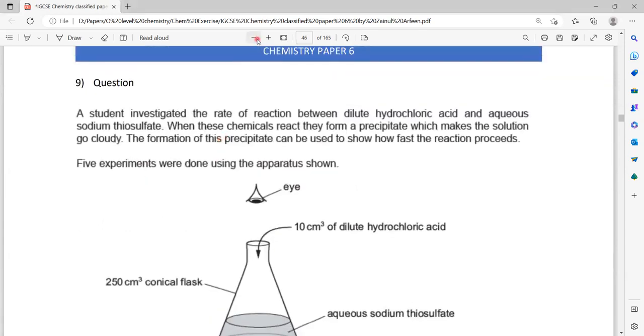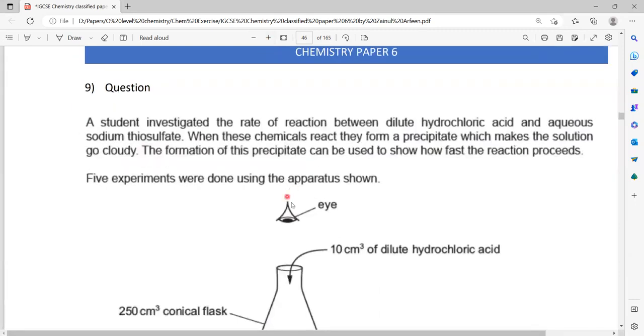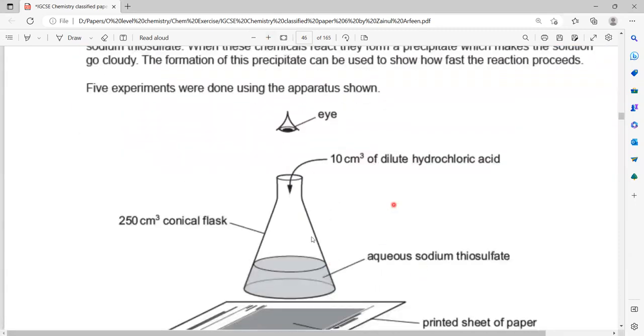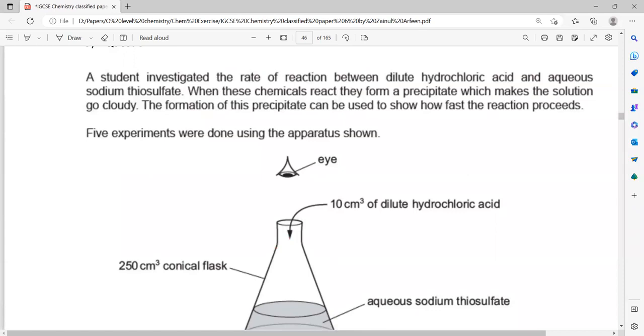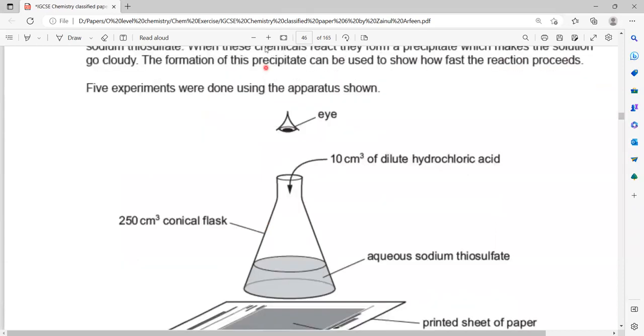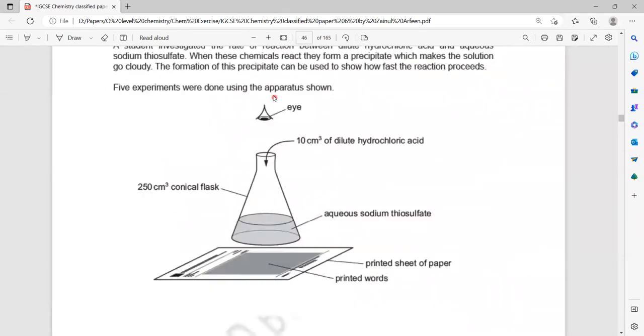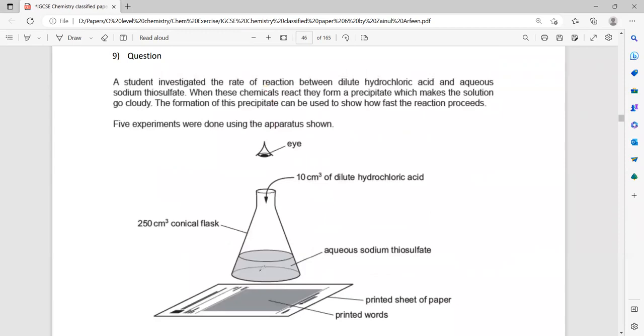Question 9, investigating the rate of a chemical reaction. When sodium thiosulfate is mixed with hydrochloric acid, a precipitate of sulfur will form. The moment we mix them together, we start the timer. As the sulfur forms, the light cannot pass through. So this cross, looking from the top, or the printed words, will disappear because the light cannot pass through as a solid is formed.